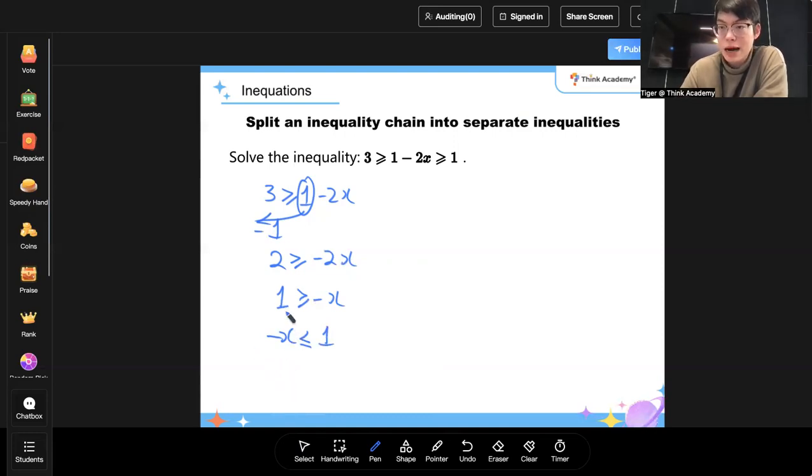That's just flipping it around. I haven't taken the opposite numbers yet. So the last step is to take the opposite number, which means minus x becomes x, 1 becomes minus 1, and the sign also changes to greater than or equal to. All right, so that is how it works. Does it make sense?